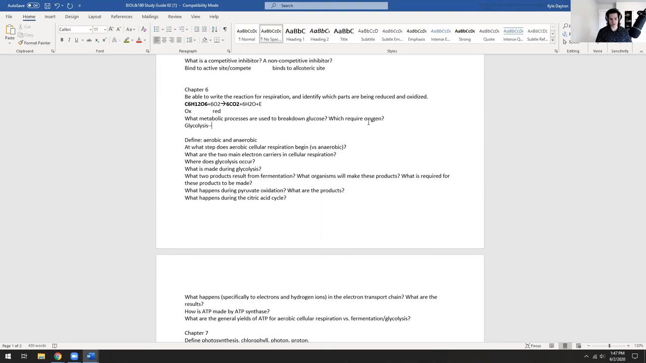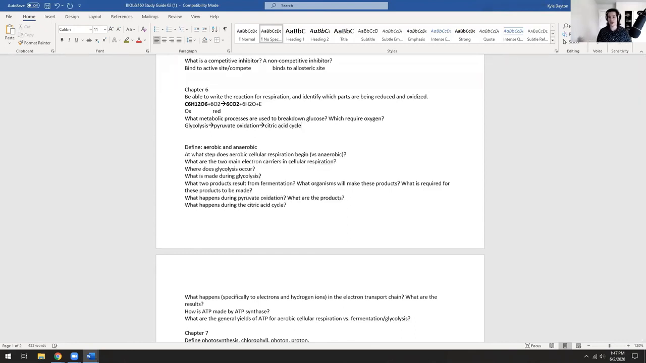Used to break down glucose. Okay, so we want to break down glucose down to its base components, which are just carbon in the form of CO2. So glycolysis to pyruvate oxidation to Krebs cycle, or citric acid. And this is actually what breaks down glucose completely. After that, you're just using those electrons to make ATP. But these are the three processes that will break down glucose.